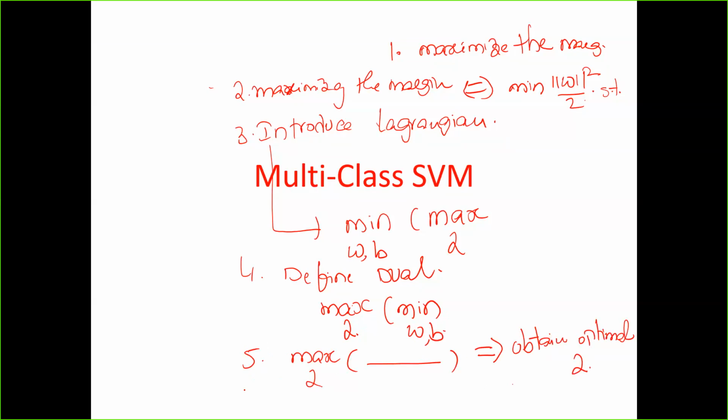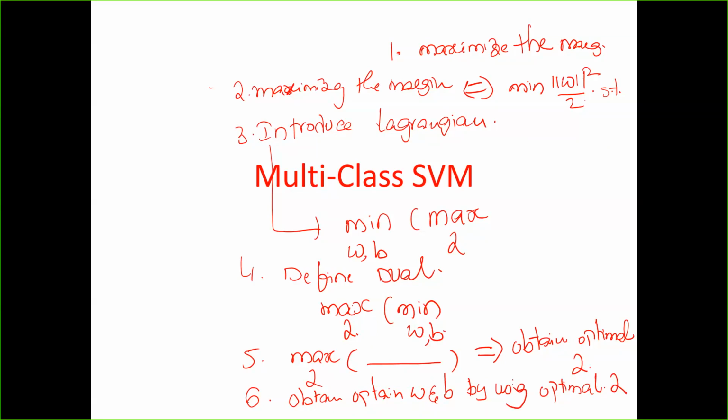After obtaining the optimal alpha, the next step is to obtain the optimal W and optimal B by making use of the optimal alpha. So see the elegance of this. See the beauty of this. You will really appreciate it if you understand this problem and understand this solution.